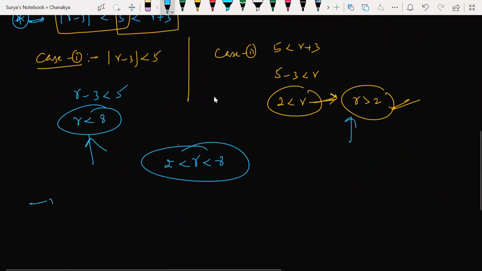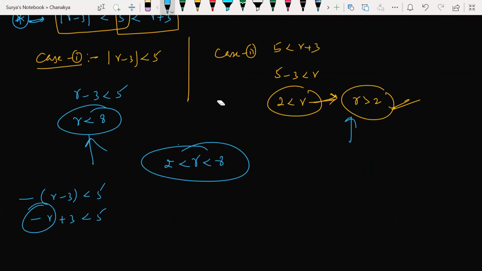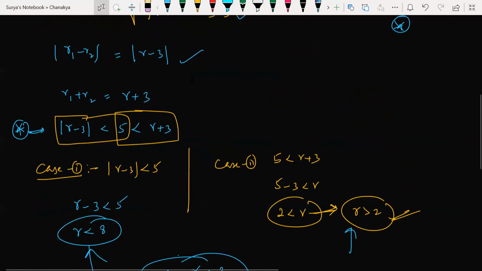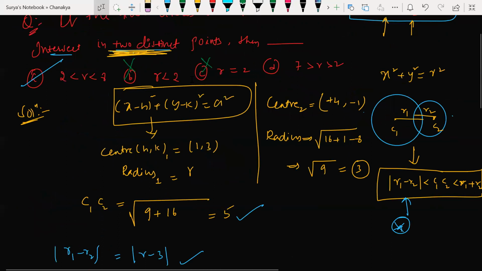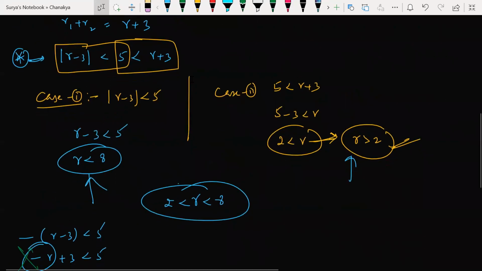Sir, how did you take R minus 3 here? Why can't we take minus of R minus 3? Less than 5, check it: minus R plus 3 less than 5. See, how can this be possible? Do you understand, get my point, people? Radius can't be negative, correct, isn't it? Getting my point, people, why I took R minus 3 there?